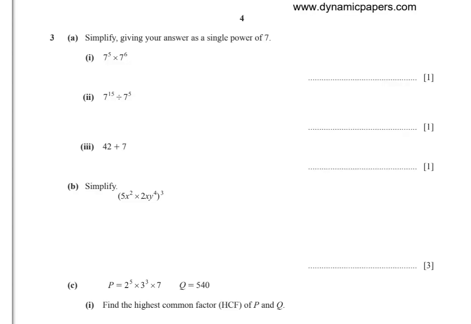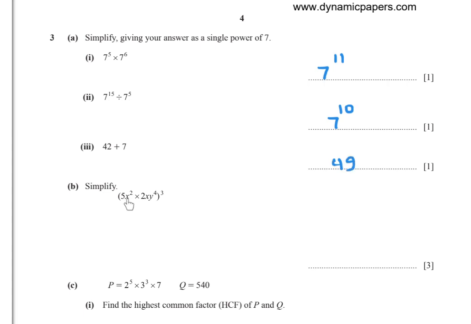Number 3a, simplify. 7 power 5 times 7 power 6. So we add the powers, 7 power 11. 7 power 15 divided by 7 power 5. When we divide, subtract the powers. So 7 power 15 minus 5, which is 10. 42 plus 7, 49.